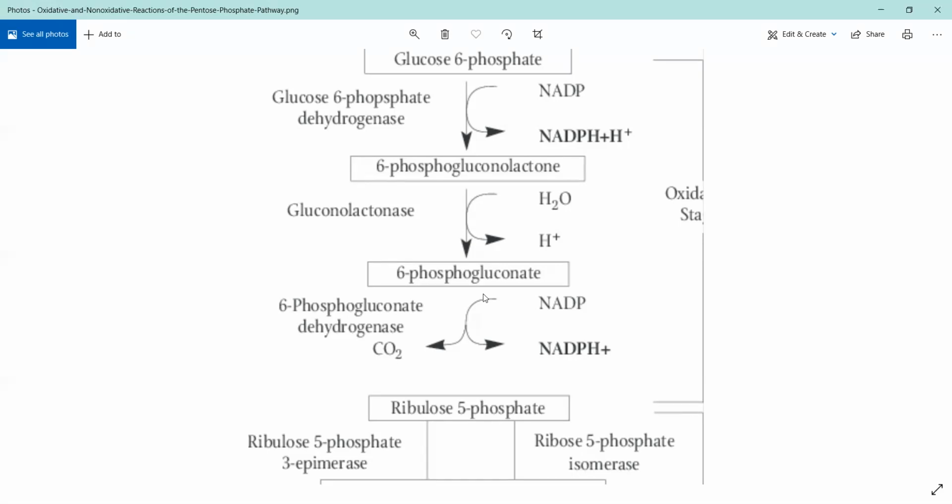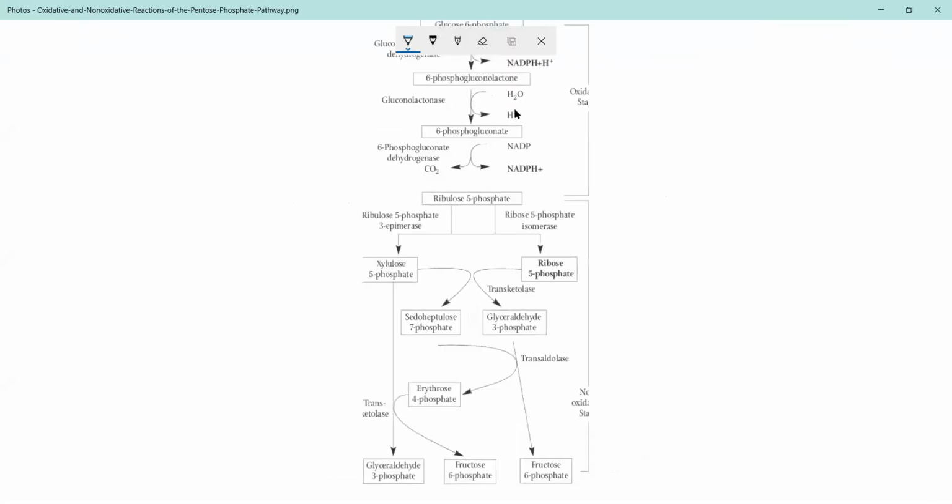Now that 6 phosphogluconolactone gets hydrolyzed, in the presence of gluconolactone hydrolase. Here it is mentioned only as gluconolactase, that is wrong. It is gluconolactone hydrolase. It is a hydrolase enzyme because it is causing addition of a water molecule. Forget about that H plus molecule that is coming out, for now just forget about this molecule. Okay, water is being added to 6 phosphogluconolactone, and because of which what you'll get is 6 phosphogluconate.